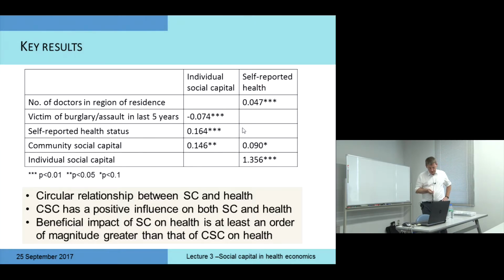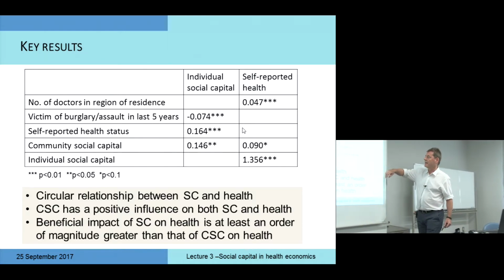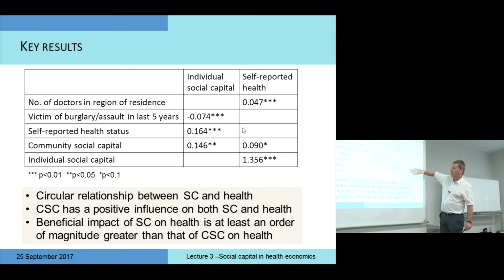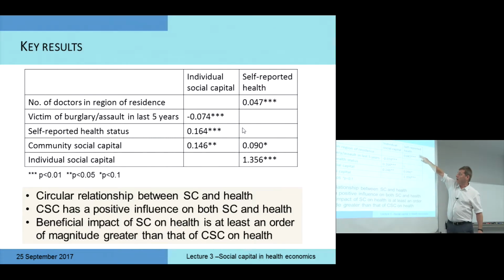And the final point I'd make here is that the beneficial impact of individual social capital on health is at least an order of magnitude greater than that of community social capital on health. So if we're looking at social capital's influence on health, and looking at the size of these coefficients, the individual social capital has at least a 10 times, but rather more probably, stronger effect than the community social capital.